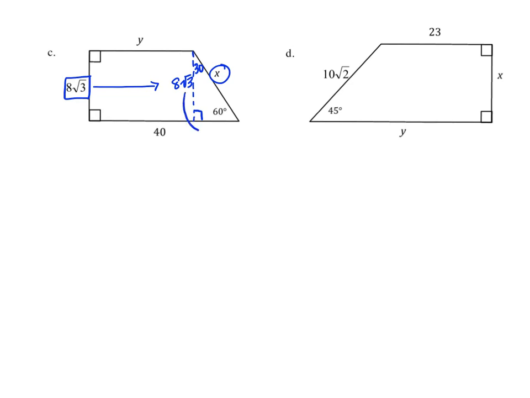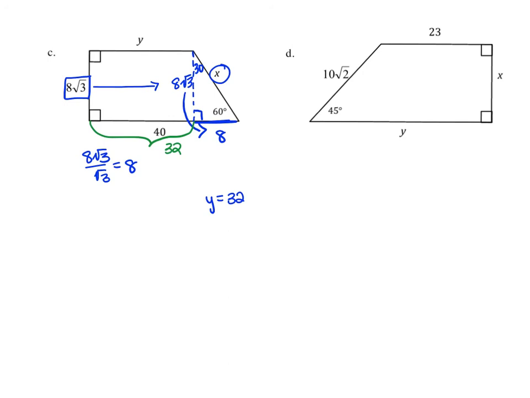So if I wanted to find this side, you would have to divide by root 3. So 8 root 3 divided by root 3 equals 8. Okay, so just from here to here, that's 8. So now I can find what y is, because from here to here is going to be whatever 40 minus 8 is, which is 32. So y is equal to 32.